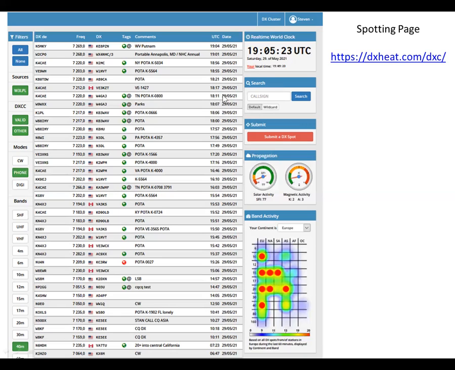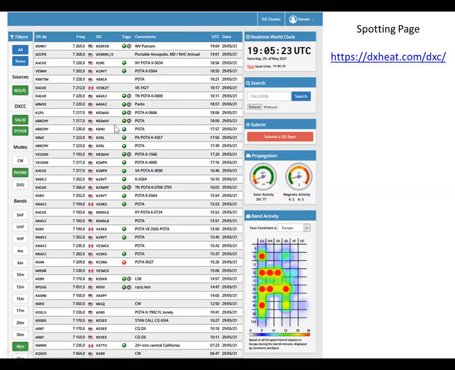Now, the longer that time is, the less active, or at least this is my judgment, the less active the band is. If it was more active, there would probably be more spots, and so you would have a shorter time period for the last 10 spots.